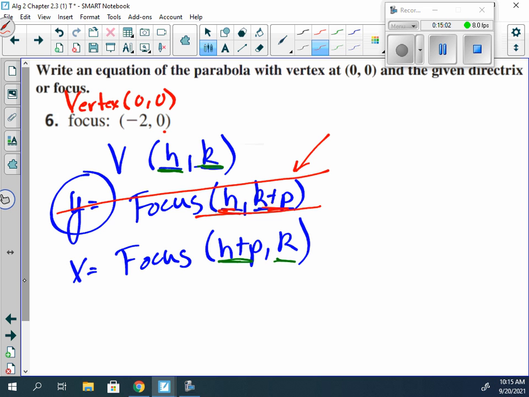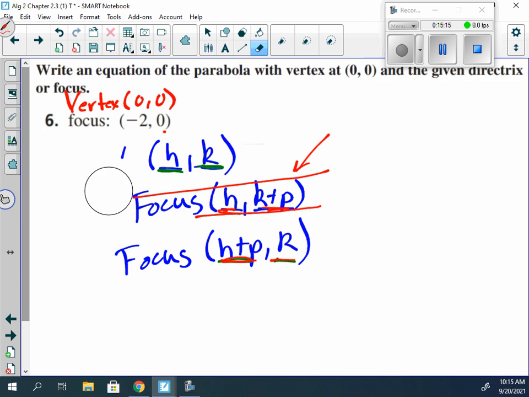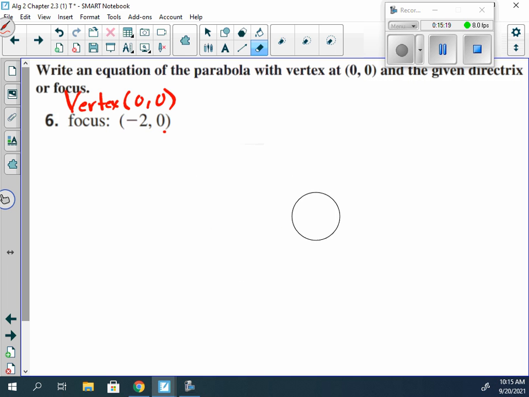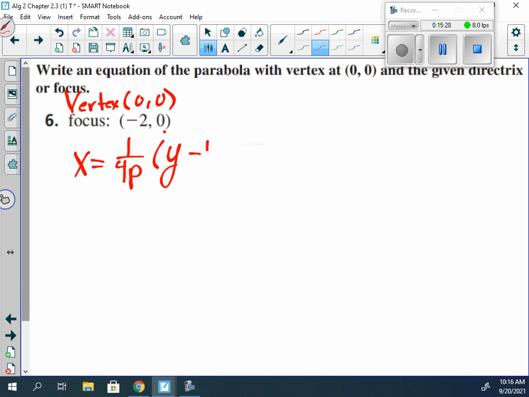Let's look at the x equals 1 over 4p, parentheses y minus k squared plus h. Which one's changing? So which one am I using? I'm using the x equals because the x value of the focus is changing. So that means I'm going to be using x equals 1 over 4p, parentheses, y minus k squared plus h.